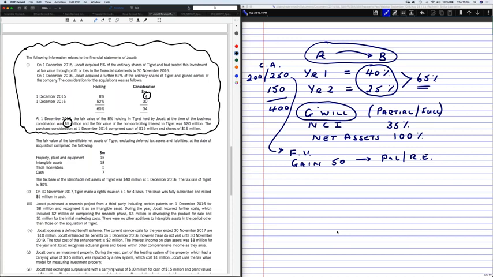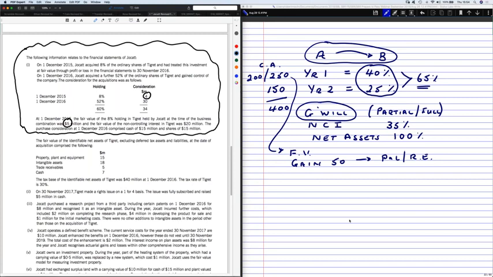Jockat will or would have recognized a gain of 1 million. P&L or OCI? Well, how was the instrument measured under IFRS 9? Was it through P&L or was it through OCI? And it was through P&L, isn't it? So this 1 million will be recognized as a gain of 1 million within P&L.